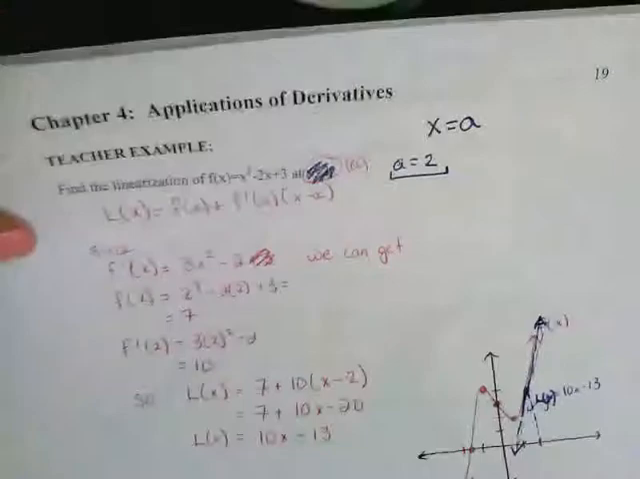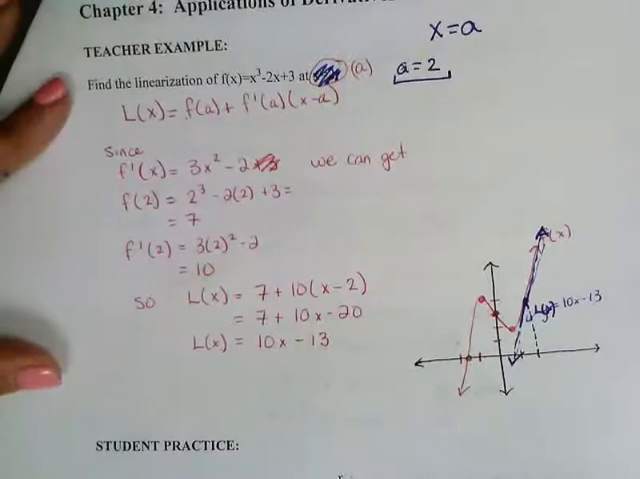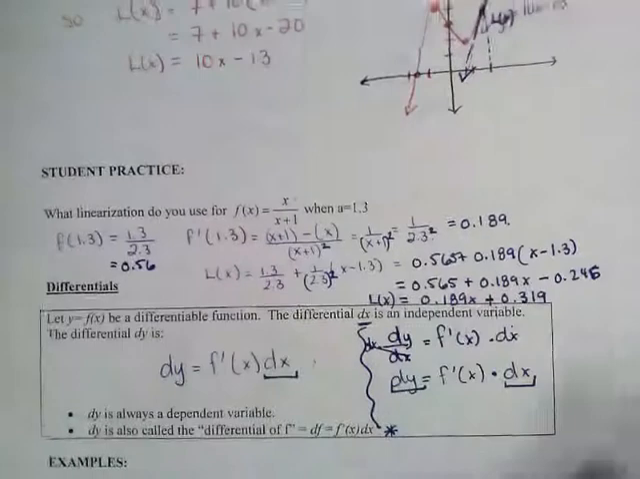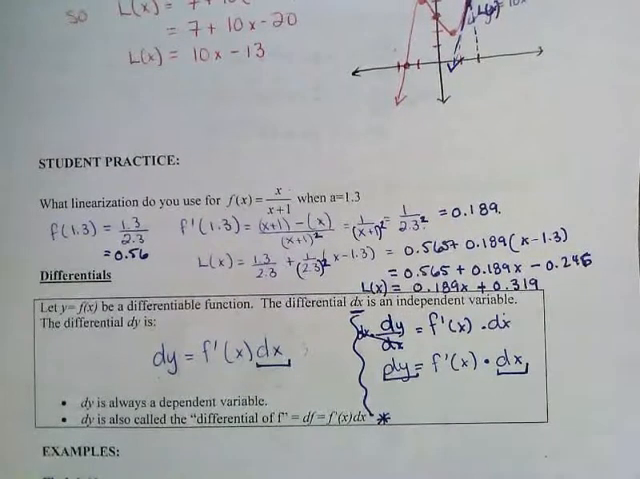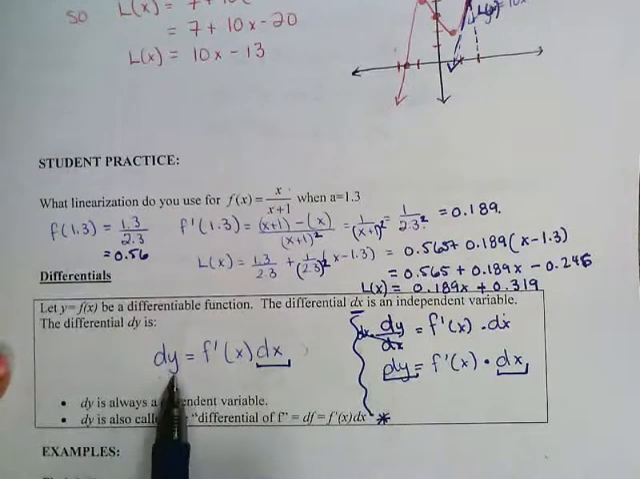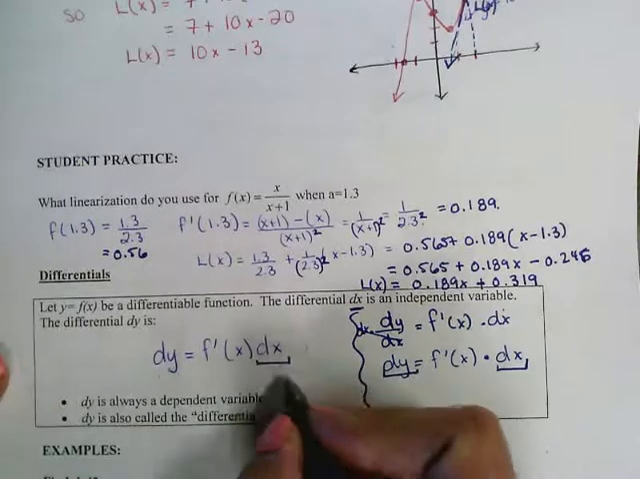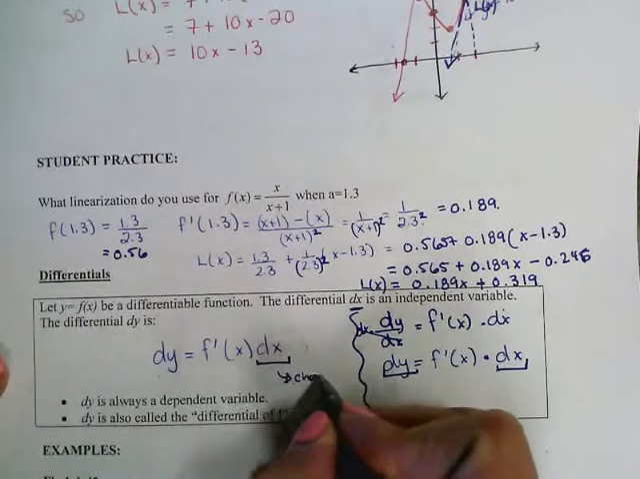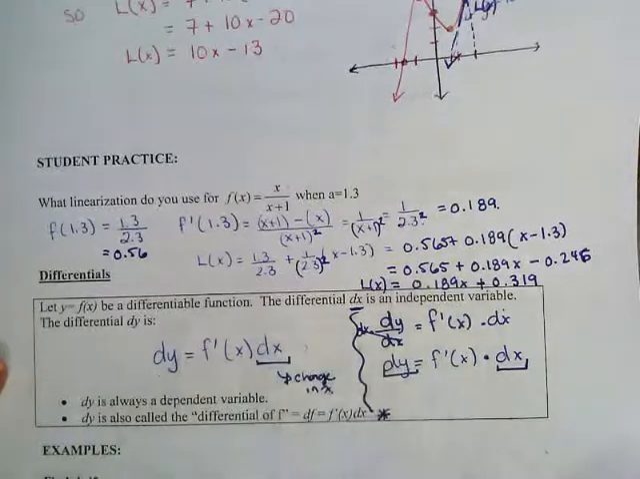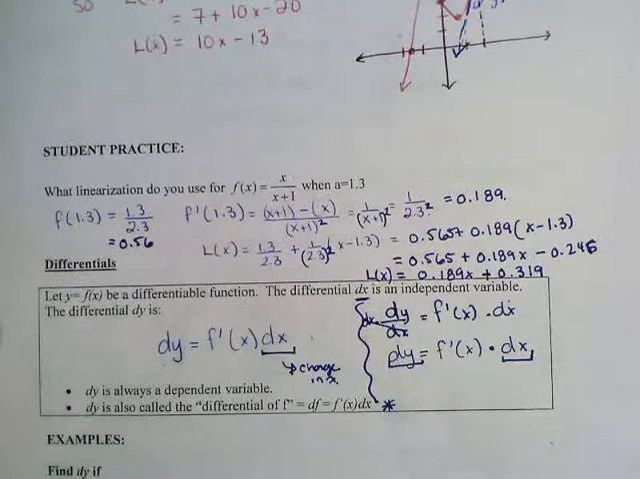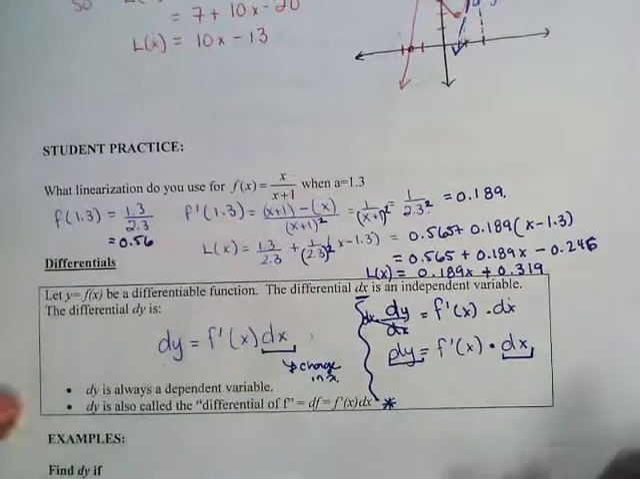Here's the example of linearization. Here's another example that you did on your own. And then we talked about the differentials, dy, and how that's f prime of x times dx, and dx is basically the change in x. I had you watch a video on YouTube, which is now on iLearn if you wanted to refer back to it. And then we did some examples, finding dy.